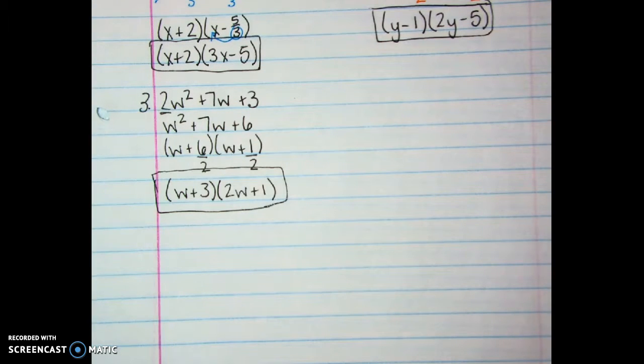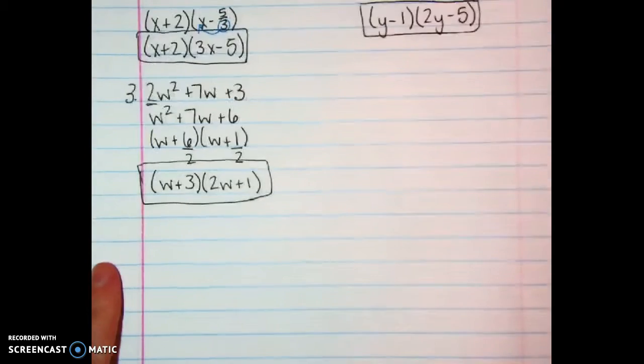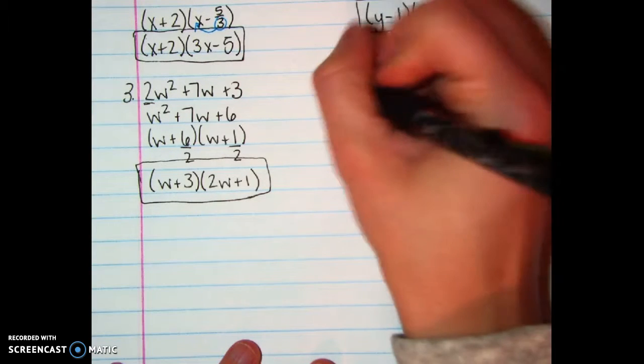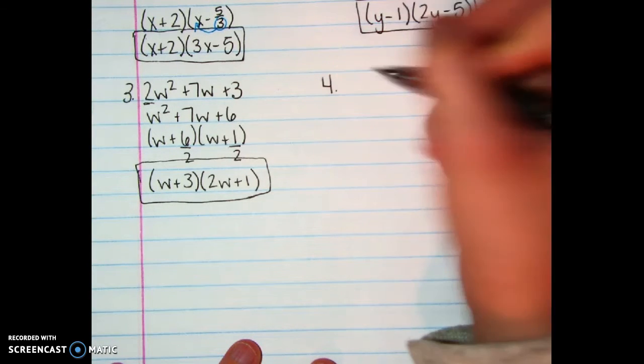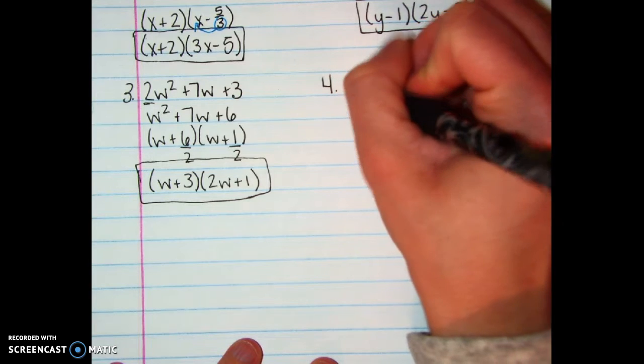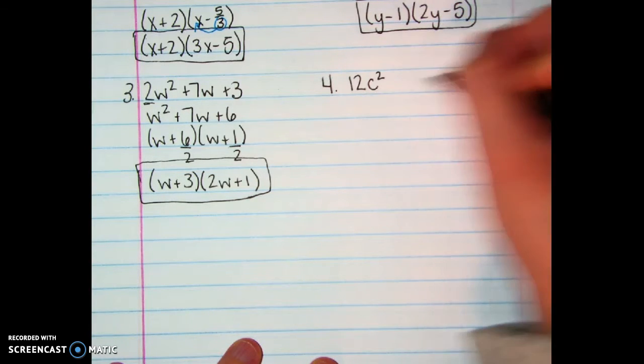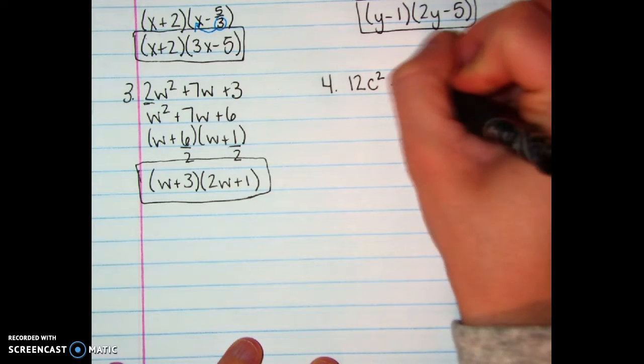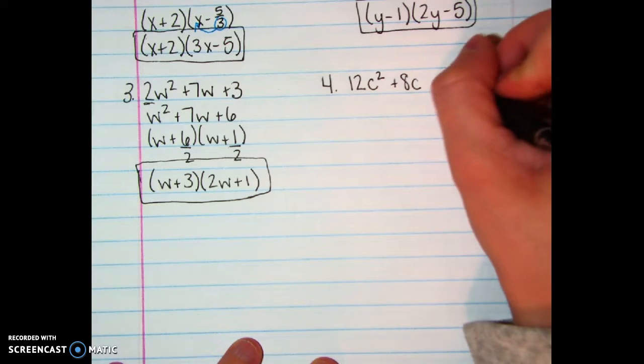Hopefully you did okay on that. If not, don't worry, we'll practice some more. This next one is going to be a little bit more, I won't say difficult, but a little trickier. But not too bad. Let's do 12c squared plus 8c plus 1.